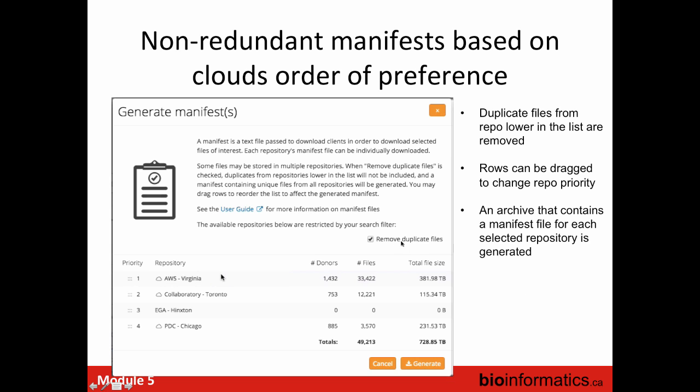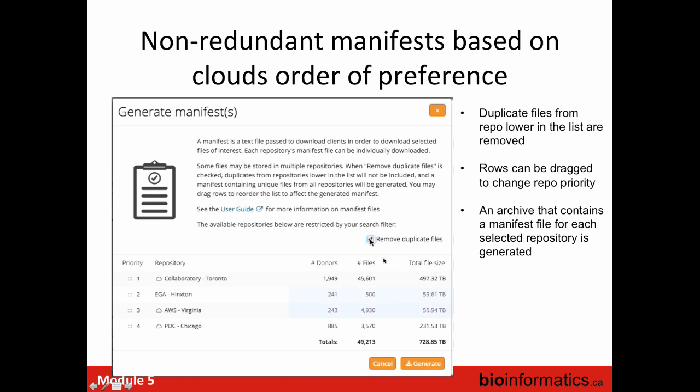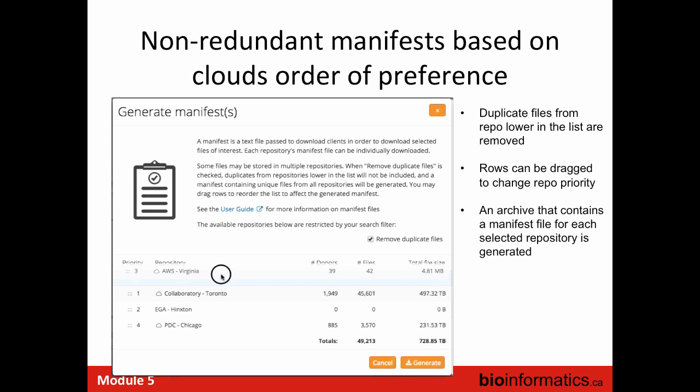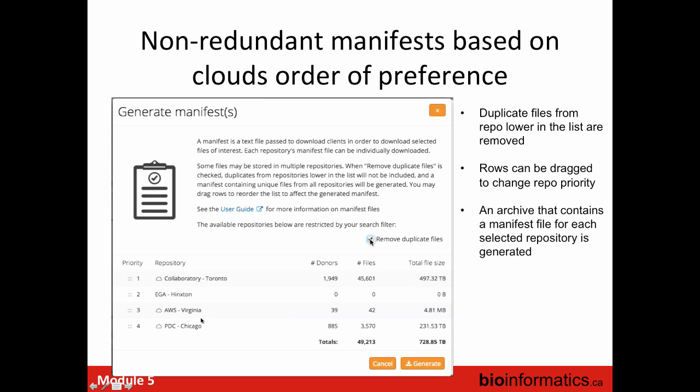But it has a very smart feature: if you click this box called Remove Duplicate Files, it will remove the duplicate files for you based on the priority of repos you choose. So you can move these repos up or down. If there's one that you're specifically interested in, say Collaboratory, and you want to use that as your primary repo, move it to the top.